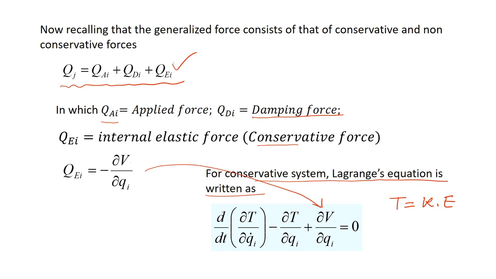Then again the time derivative of this function is taken. The second term, that is del T by del q_j, in many cases vanishes because kinetic energy does not depend on the generalized coordinates. And the third term, the total potential, of course depends on the generalized coordinate or position of the body. So, therefore, it can be differentiated with respect to q_j. Okay. So, this is the Lagrange's equation for a conservative force field.